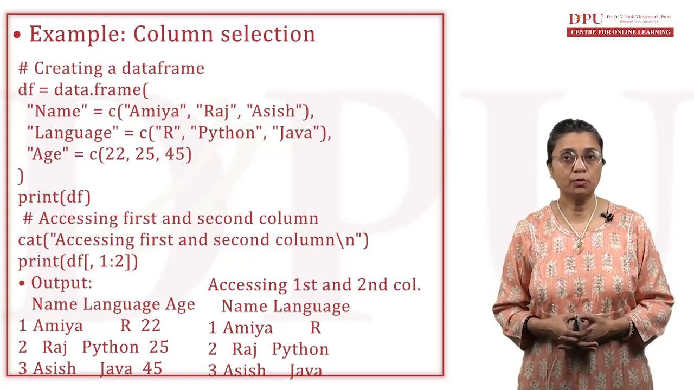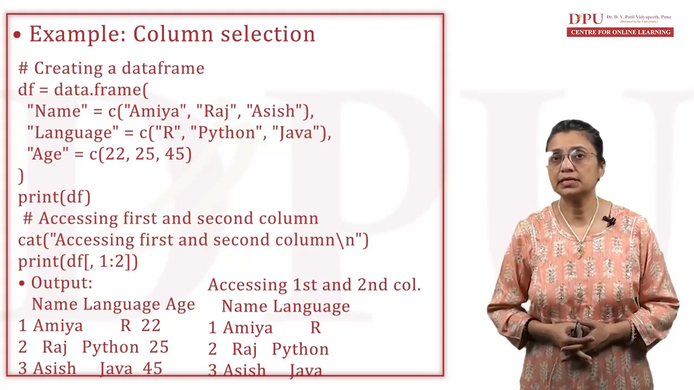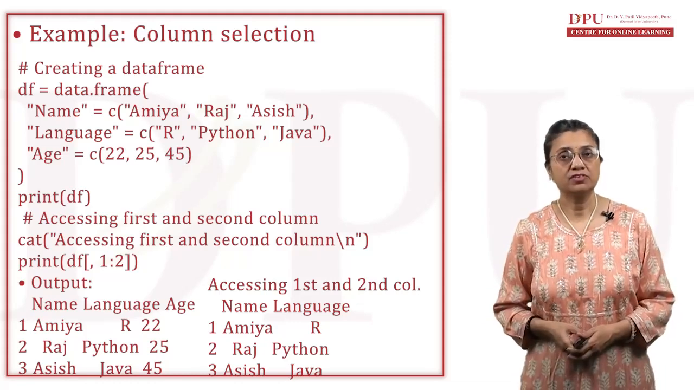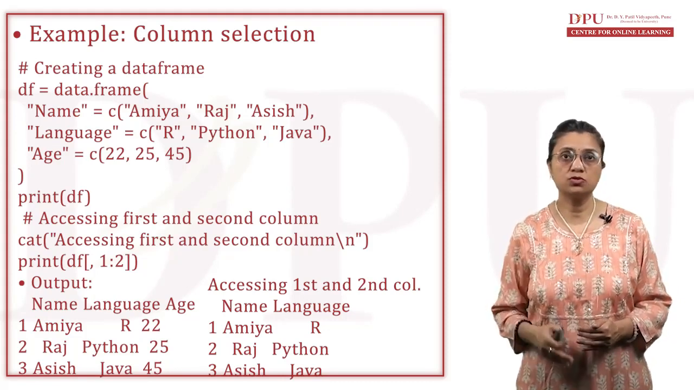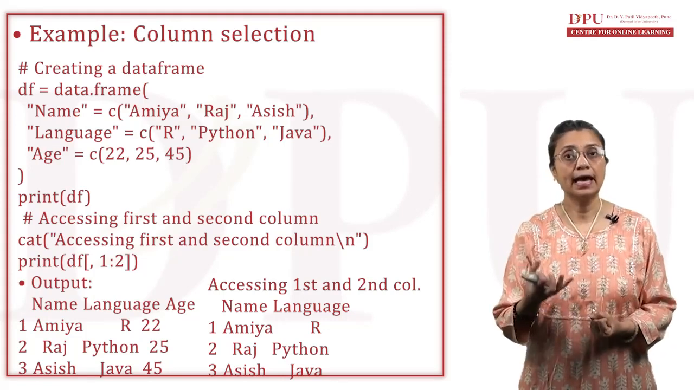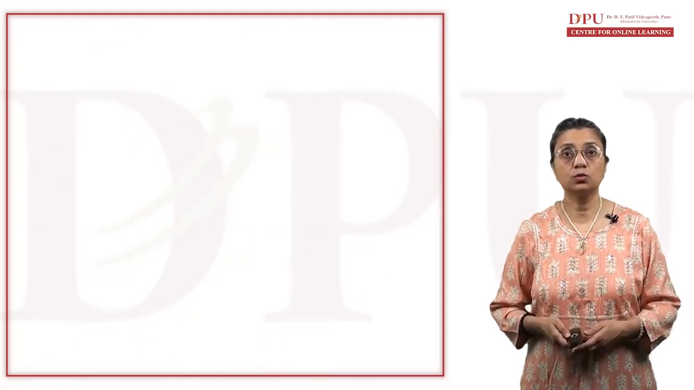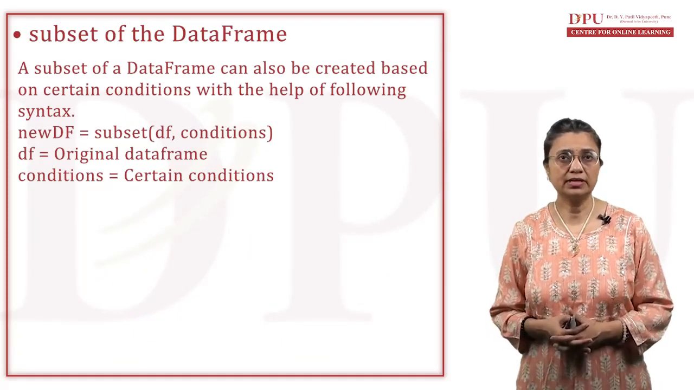So you can see the output in red color. The first column is name and the second column is language, and age has been suppressed. So you can see we have accessed the first column and the second column and we have ignored the third column. Let's see what filter conditions are.